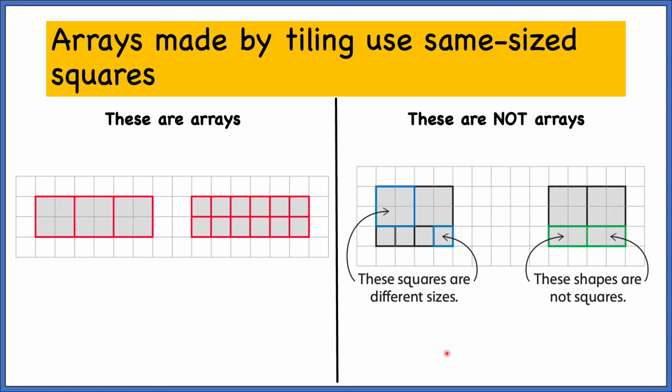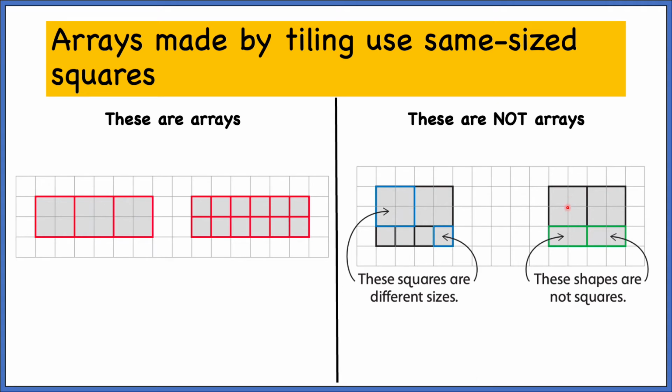The pictures on the right are not arrays. And it's a little tough to see because they put it on grid paper, but you can see that this one uses 2 big squares on the top and 4 little squares on the bottom. So all the squares must be the same size.